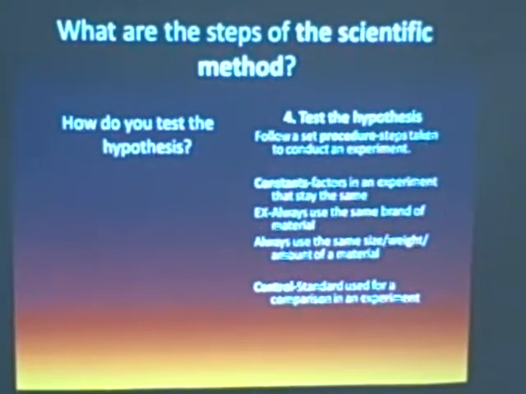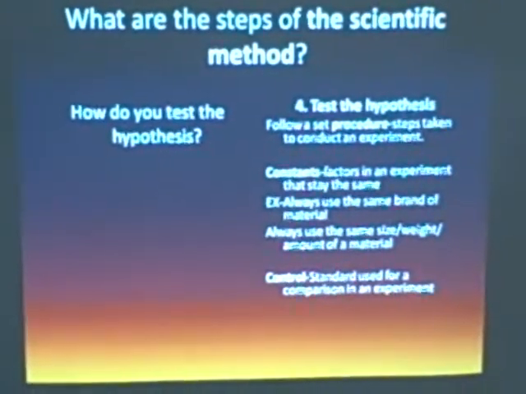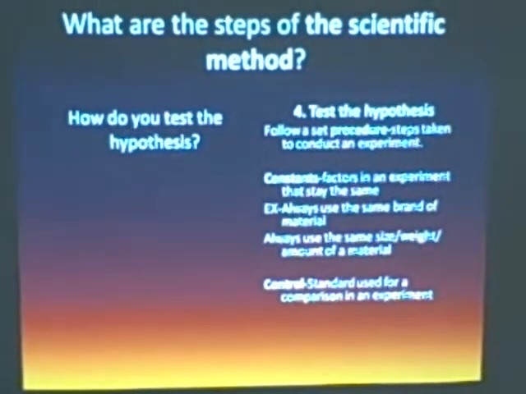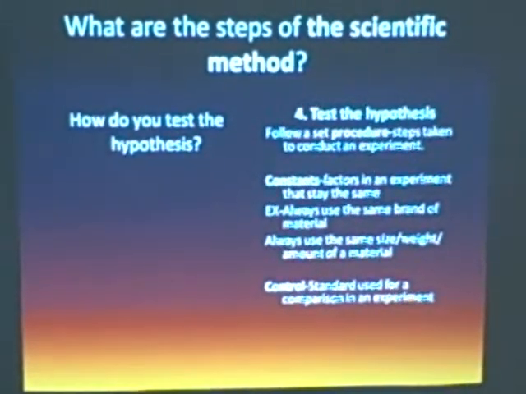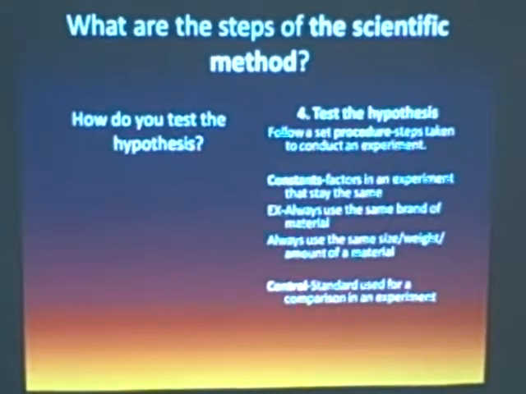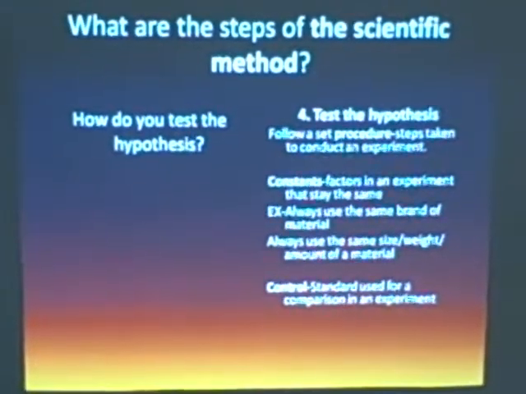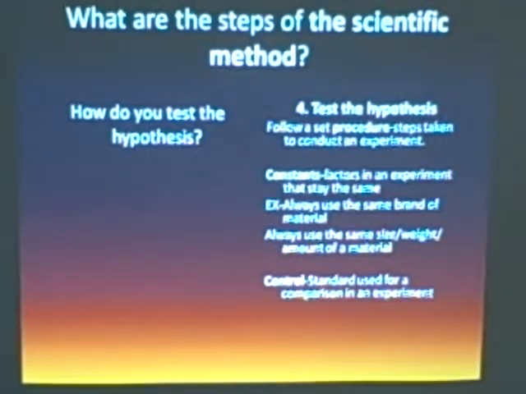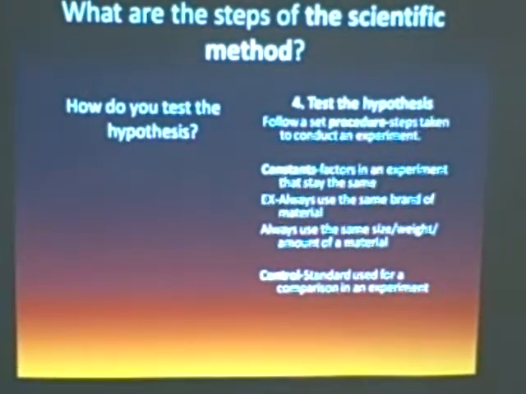You must have constants. These are the factors in the experiment that stay the same. You always use the same brand of material. For example, if you did an M&M lab, you wouldn't compare peanut M&Ms to plain M&Ms. Everyone would have to have the same kind of M&Ms. You always use the same size, weight, or amount of material.